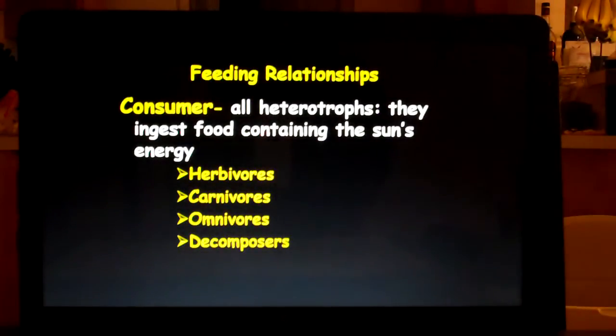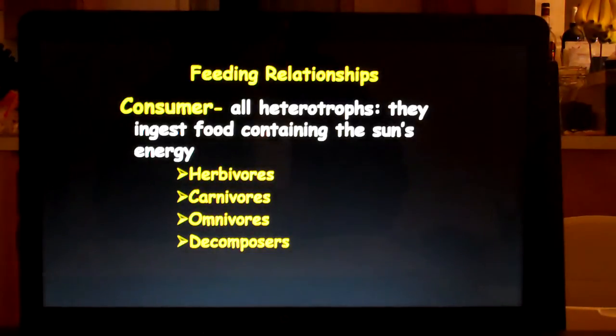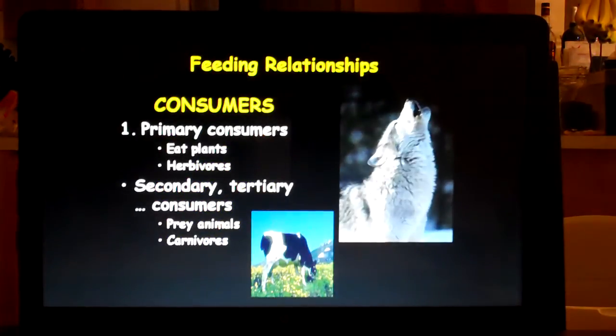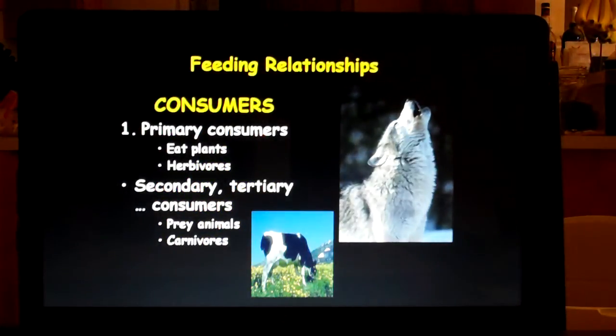Okay, our consumers. All are heterotrophs. They ingest food containing the sun's energy. We have herbivores, carnivores, omnivores, and decomposers. Remember, our decomposers are not ingestive heterotrophs. They digest their food outside of their body, and then they ingest what they have digested outside of their body. They absorb all of the good nutrients. So our consumers: we have primary consumers, which eat solely plants. And then we have secondary and tertiary consumers, which prey on animals, and they are usually carnivores, but they can be omnivores as well.